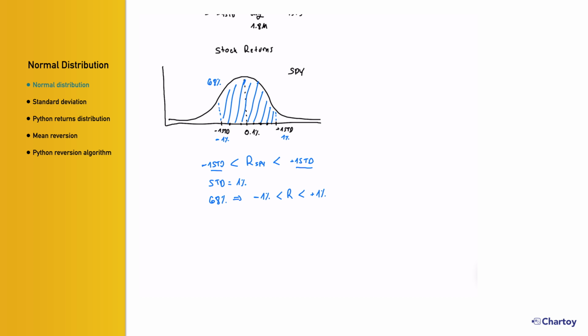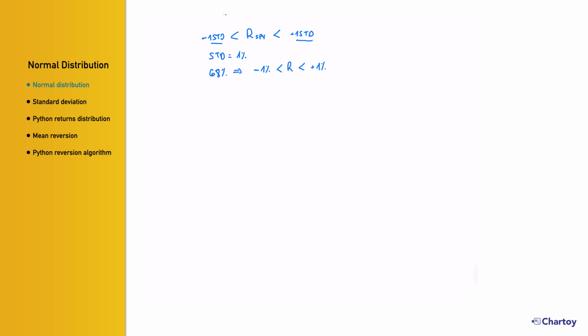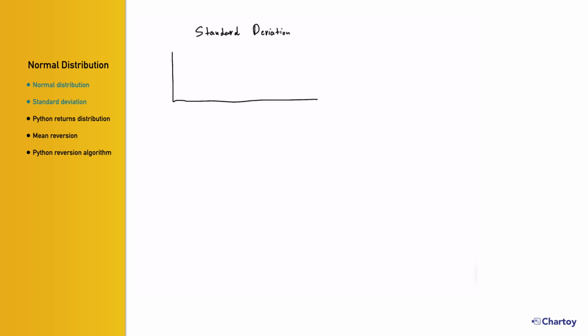So let's see what standard deviation is. The standard deviation essentially measures the volatility of the data, or how much our data deviates from the mean, or from its average.